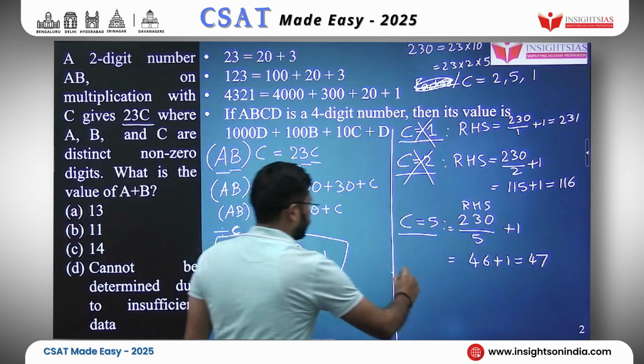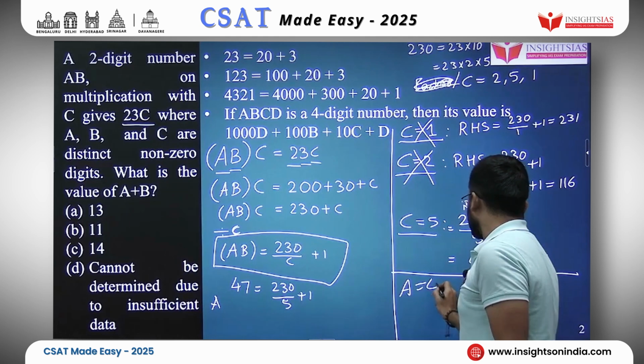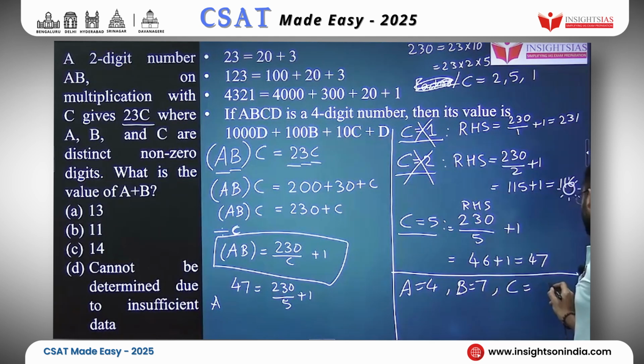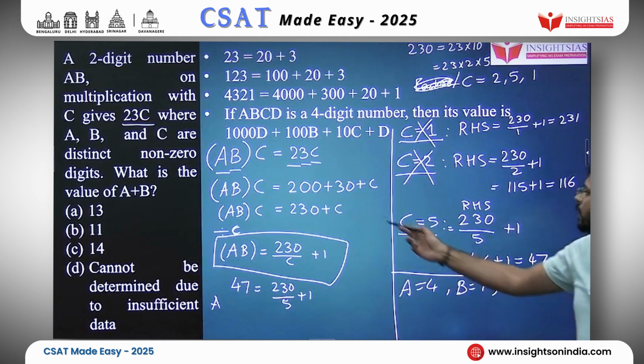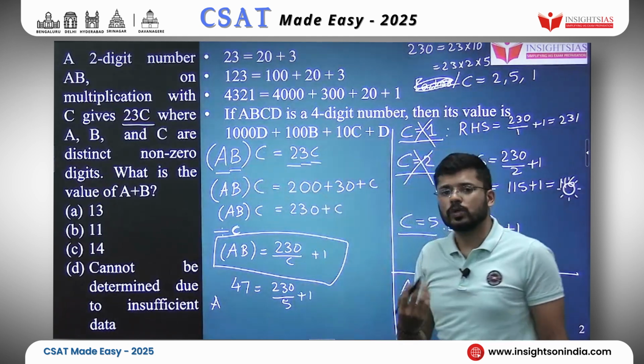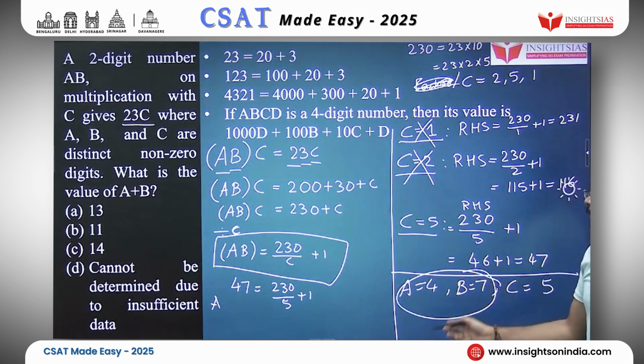So what is the value of A? We will write it here. The value of A would be 4, then value of B would be 7, and value of C would be 5. 47 into 5 will give you 235. So we found out the number AB.